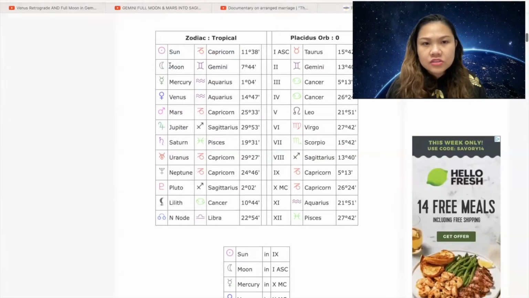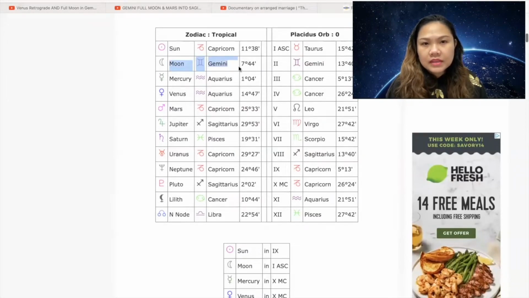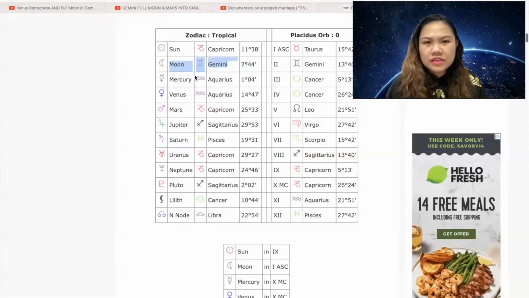So this random chart has the moon in Gemini, and you don't need to know about the numbers.